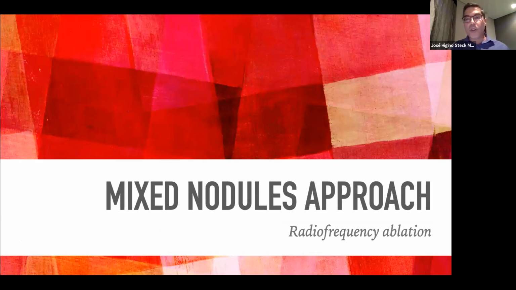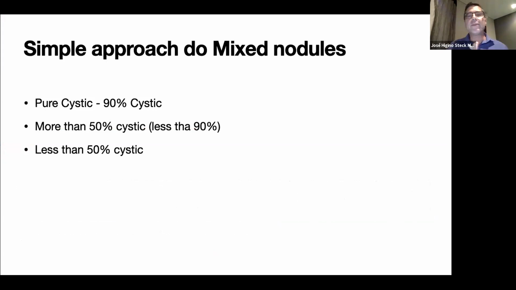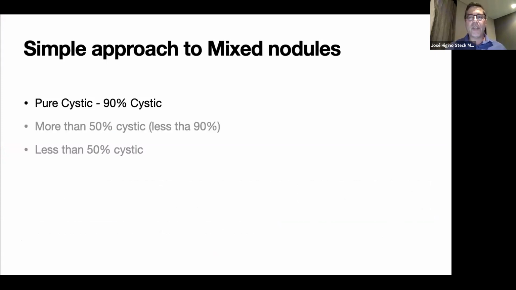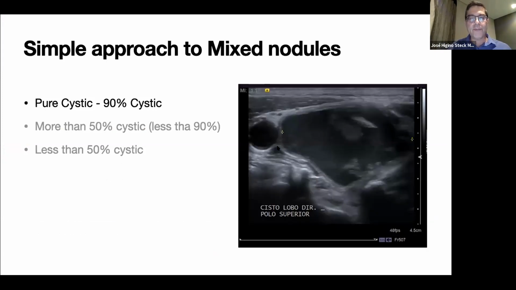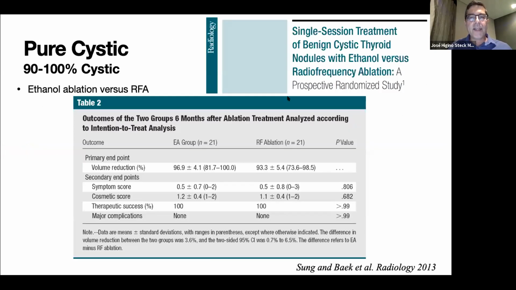And what is the approach to mixed nodules? We can talk about the simple approach. You can divide the mixed nodules into pure cystic, 90% cystic, more than 50% cystic, and less than 50% cystic, which includes almost all solid nodules. You can do ethanol ablation or radiofrequency ablation for pure cystic nodules like this one. But this randomized trial from a Korean group showed that the therapeutic success with ethanol ablation and with radiofrequency ablation is the same. So you can do ethanol ablation for pure cystic nodules.